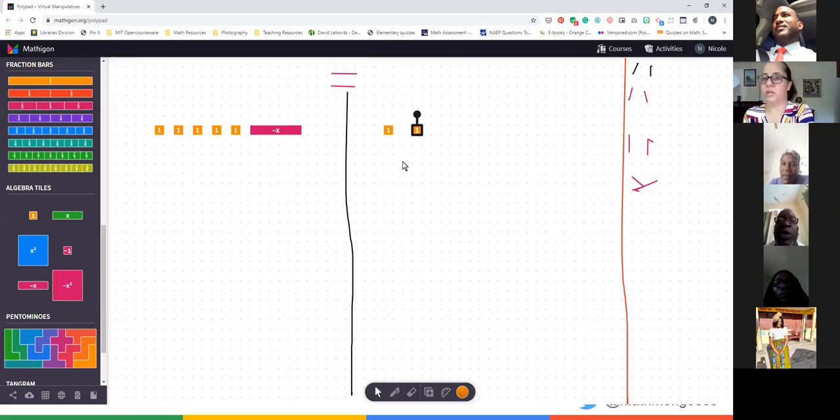Now you're going to add the x to each side. I'm going to put the x here. Yes, and put it on the other side as well. And then I put one on the other side, right? Right. And then it takes us now to 5 is equal to 2 plus x, and we can solve it from there.